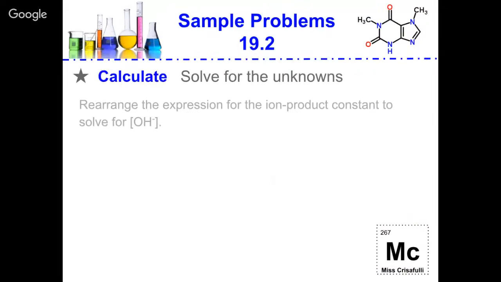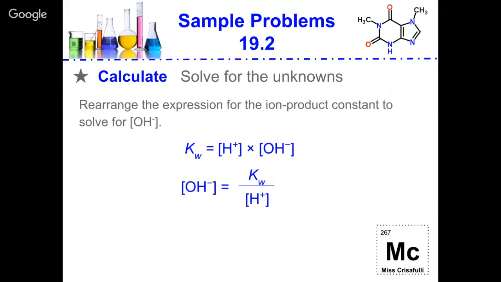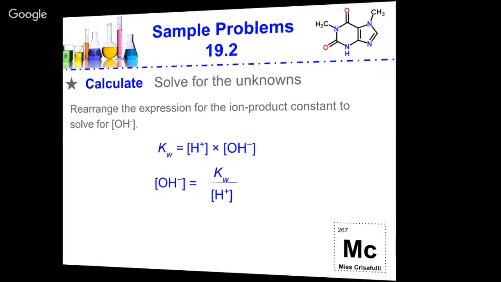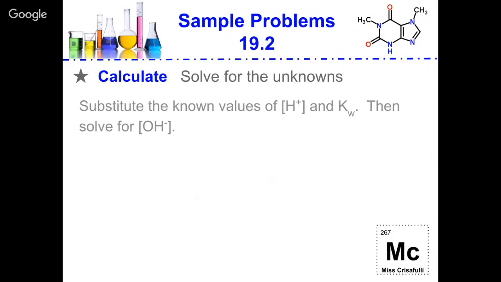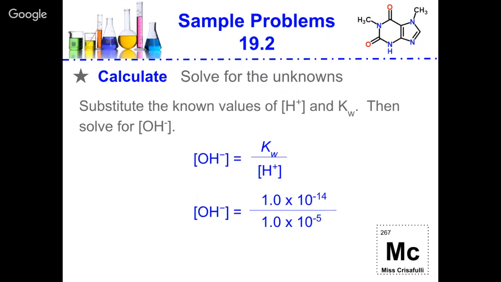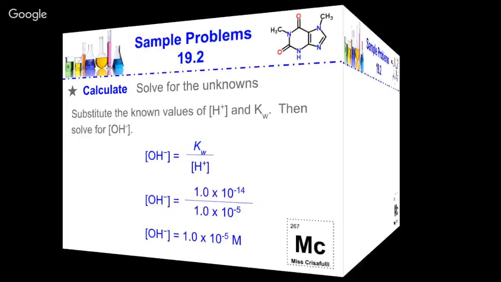Now we need to calculate what our OH minus ion concentration is. We're going to use our equation, Kw equals the concentration of H plus times the concentration of OH minus. We're going to rearrange that and solve for OH minus. Then we're going to plug in our values: Kw, which is 1.0 times 10 to the minus 14th, all over our H plus ion concentration, which is 1.0 times 10 to the minus 5th. And we're going to solve. So we get 1.0 times 10 to the minus 9th as our concentration for OH minus.